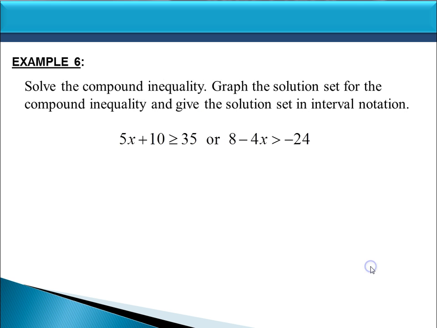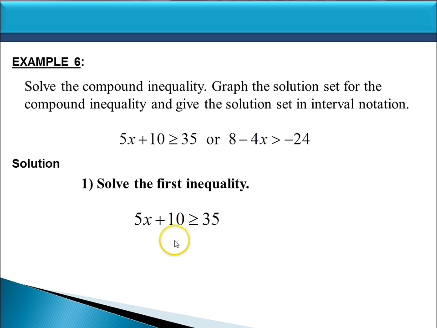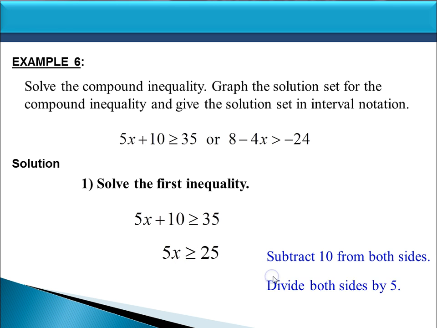All right, let's look at one more union example. So we're going to solve each inequality separately, then we'll graph both of those inequalities, and then we're going to join those two together to give us the union of the two inequalities. So the first inequality, we would need to subtract 10 from both sides first to isolate that x. Then we would divide both sides by 5. So that gives us x is greater than or equal to 5.